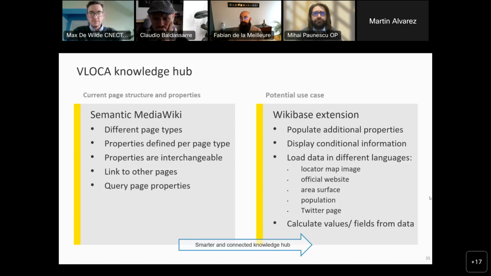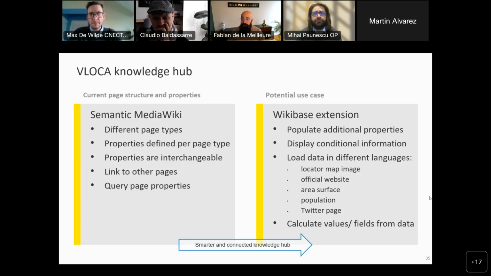So what would the possible potential use case be specifically? Well, first and foremost, we could populate additional properties. For instance, we are looking at the city of Ostend. We are only using 2 fields right now, but we want to see a lot of other data. Well, we could do that using that extension.